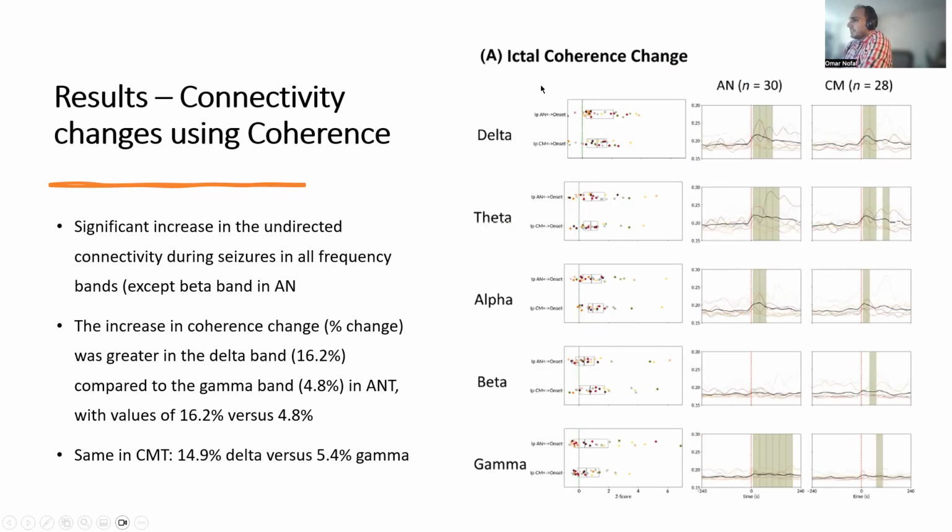So this is the first measure of connectivity, the coherence. As you can see, there was a significant increase in the connectivity during seizures in all frequency bands in the anterior nucleus, except in the beta frequency band. The highest change in coherence was in the delta band, in both the ANT and the CMT. The highest percentage of change was in the delta band, 16.2% compared to the gamma band in the anterior nucleus, and 14.9% compared to 5.4% in the gamma band in the CMT.